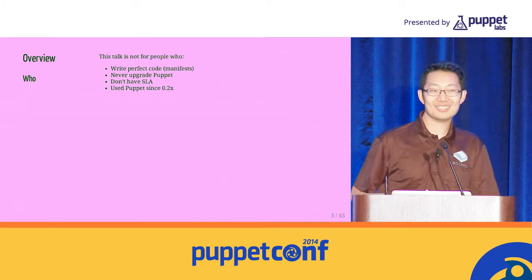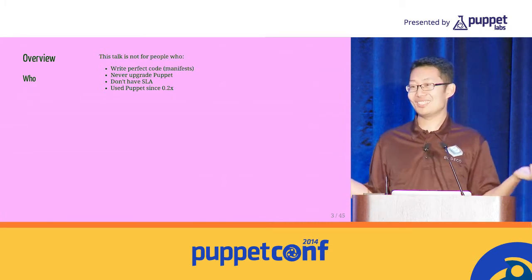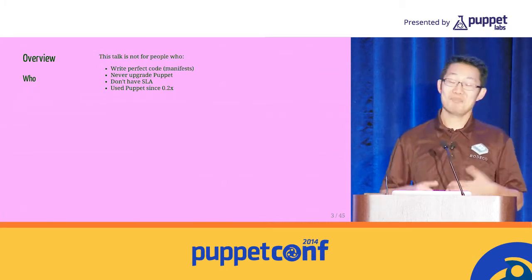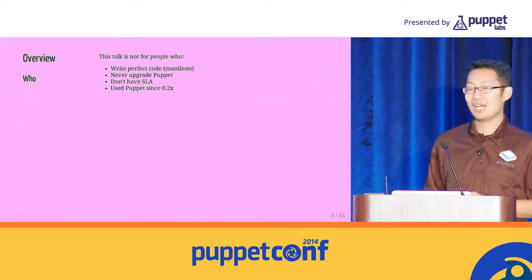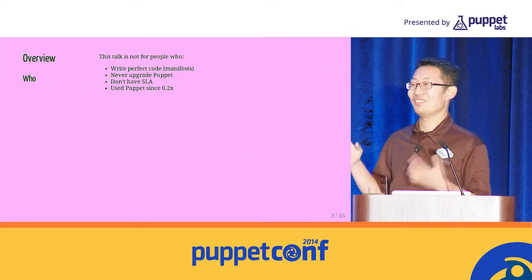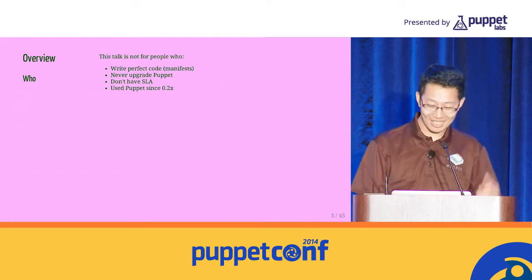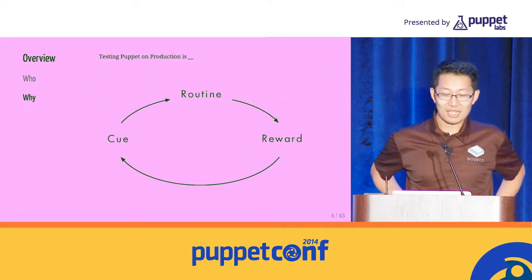And if you're deploying to systems that have no SLA, like who cares if I blow a few things up, you also don't need this talk. And also, if you've been using Puppet since 0.2, I think you're trolling me in this room, so you also probably don't need this talk. But anyways, with that disclaimer out of the way, let's talk about testing.